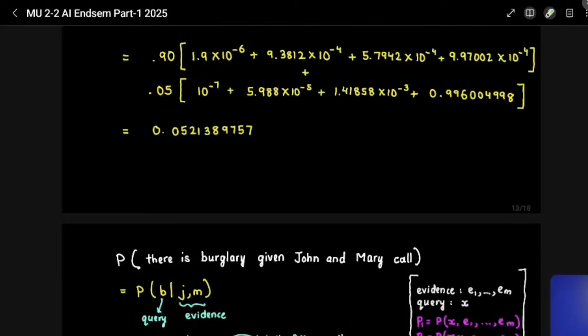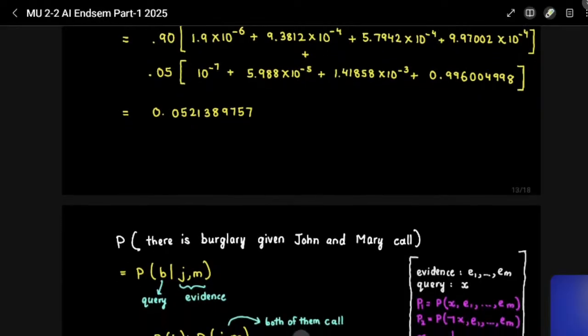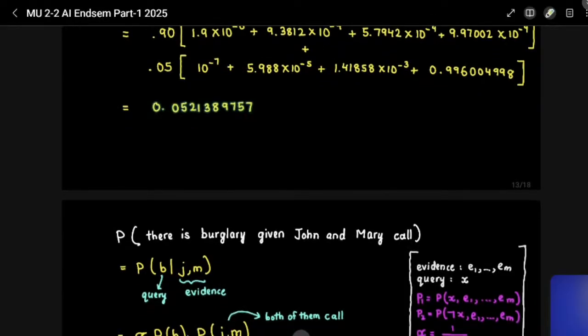So there is a certain formula for this. So here the terminology is, this is evidence because we know John and Mary called. This is query because you're inquiring whether burglary happened or not.